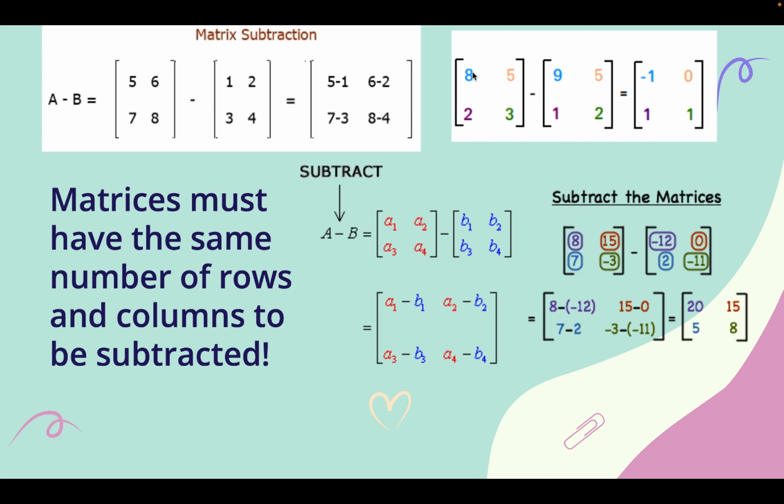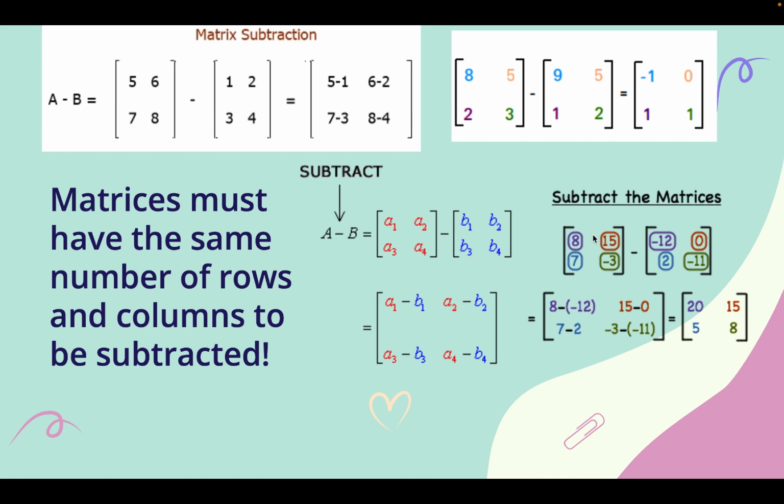And here, there's another example. You would do 8 minus 9, which is negative 1, 5 minus 5, which is 0, 2 minus 1, which is 1, and 3 minus 2, which is just 1. We have another example here, but this time with variables, so you can actually see it. So here you have A1 minus B1, A2 minus B2, A3 minus B3, and A4 minus B4.